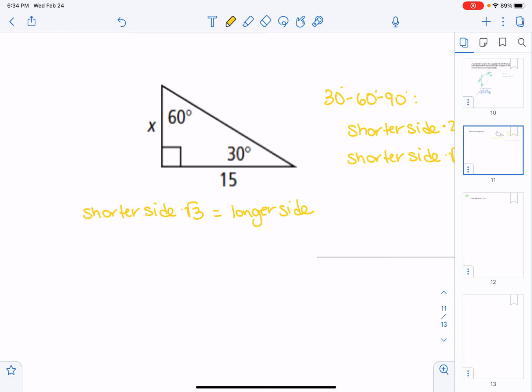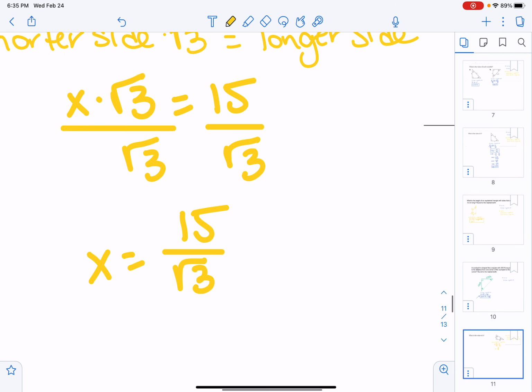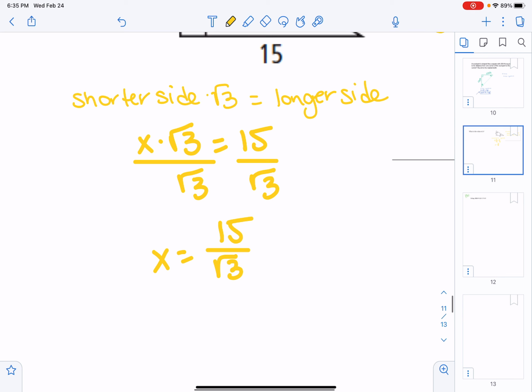The longer side equals the square root of 3 times the shorter side. So our shorter side is x, we don't know what that is, times the square root of 3 is equal to the longer side, which is 15. So divide both sides by the square root of 3, and x equals 15 divided by the square root of 3. And again, you could have done x squared plus 15 squared equals c squared, but they didn't even give you the c. So this is a nice way to be able to figure it out.